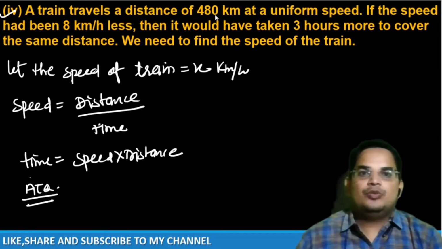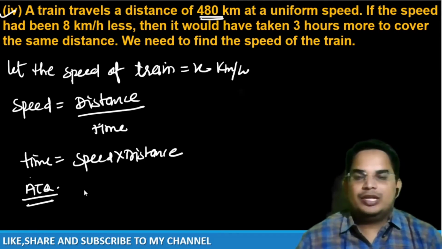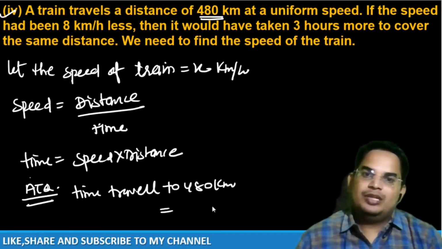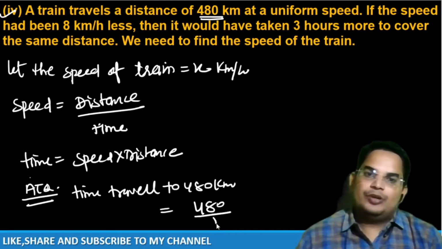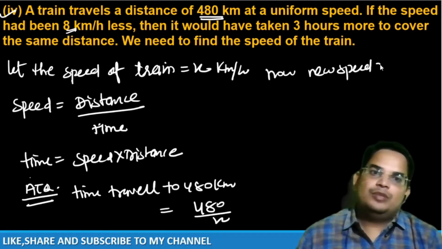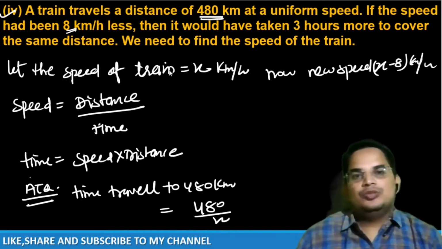One thing is given, that it travels 480 kilometers. So the first time to travel 480 kilometers will be 480 upon x. Now again it is mentioned here that the speed is reduced by 8 km per hour. So the new speed will be x minus 8 kilometer per hour, because I have reduced 8 kilometer per hour.